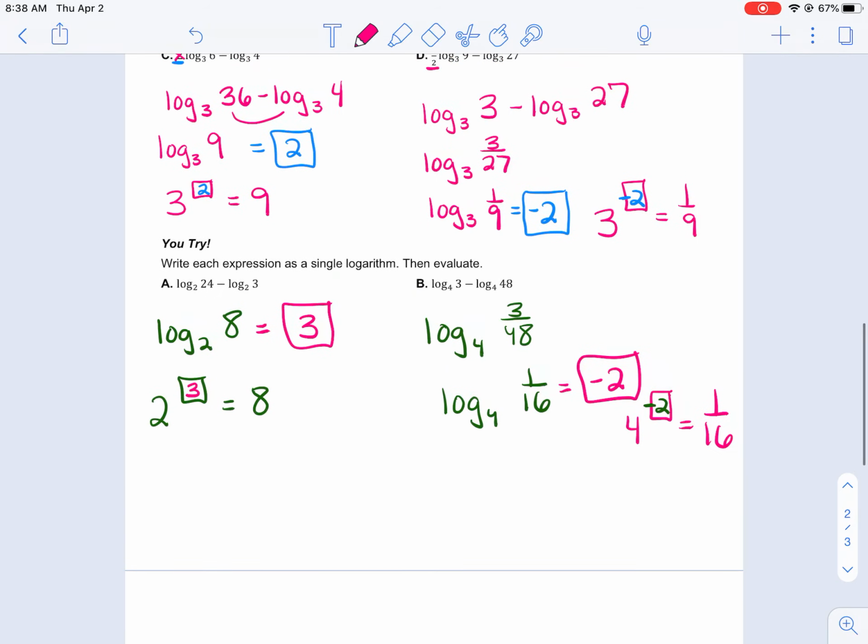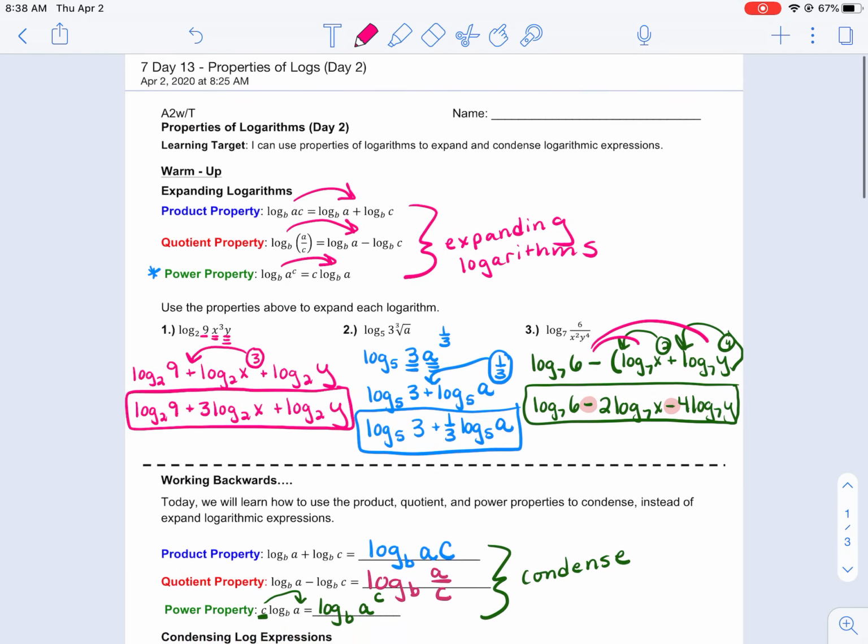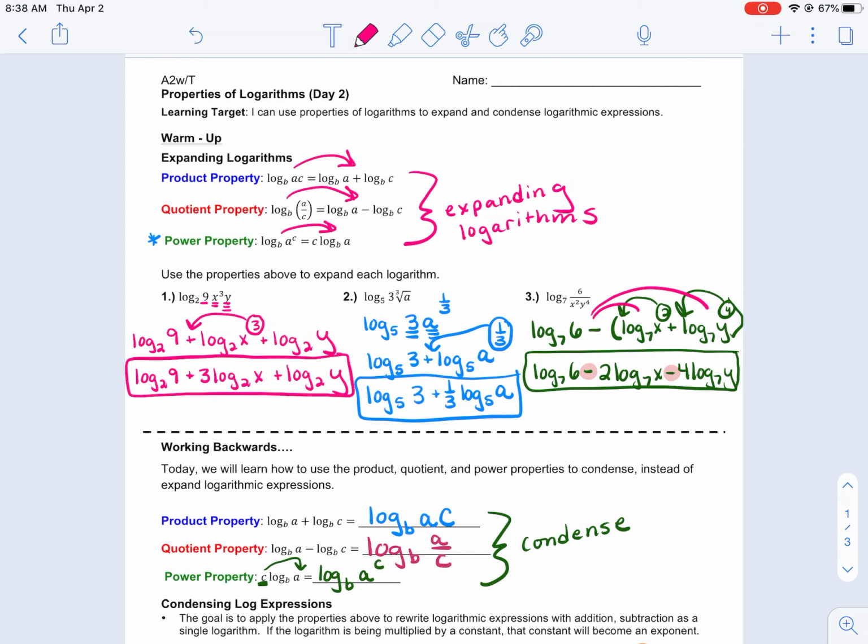All right, so condensing and evaluating. I hope that made sense. And we will continue talking about this. We'll review the properties in tomorrow's lesson.